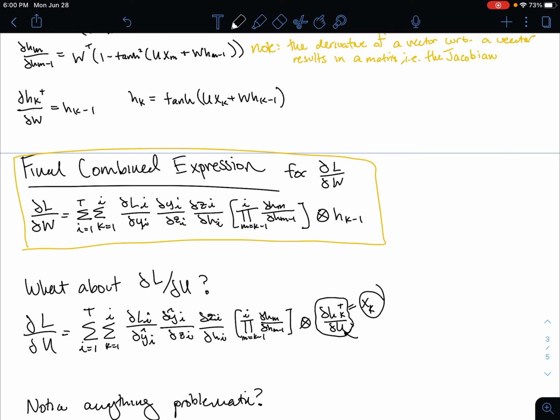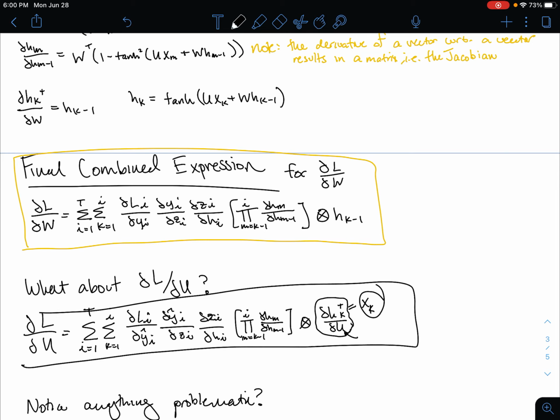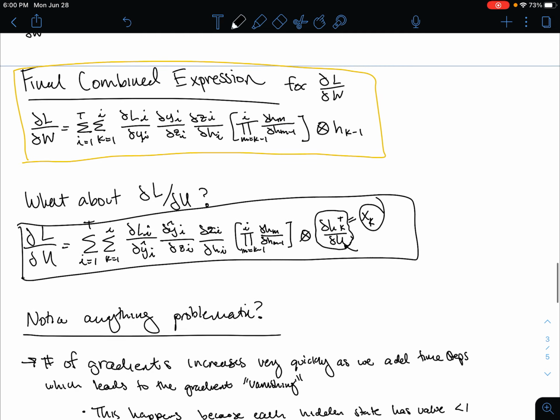And so that's a nice little wrap up. We found ∂L/∂W, ∂L/∂V, and ∂L/∂U. And so we have our three derivatives that we can then use for gradient descent.